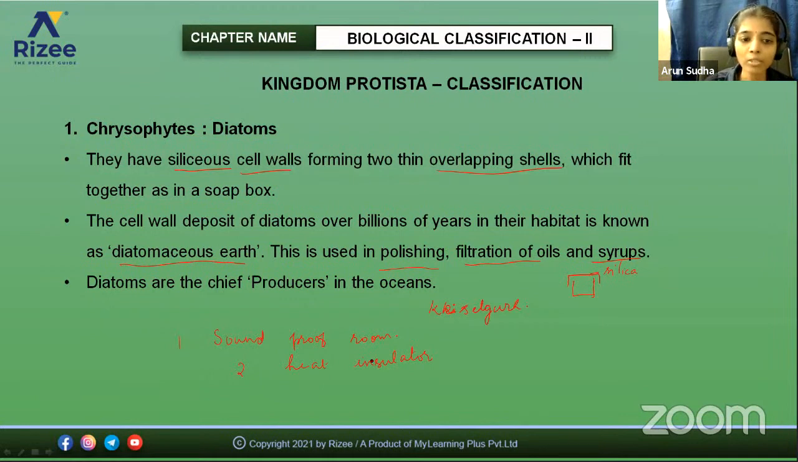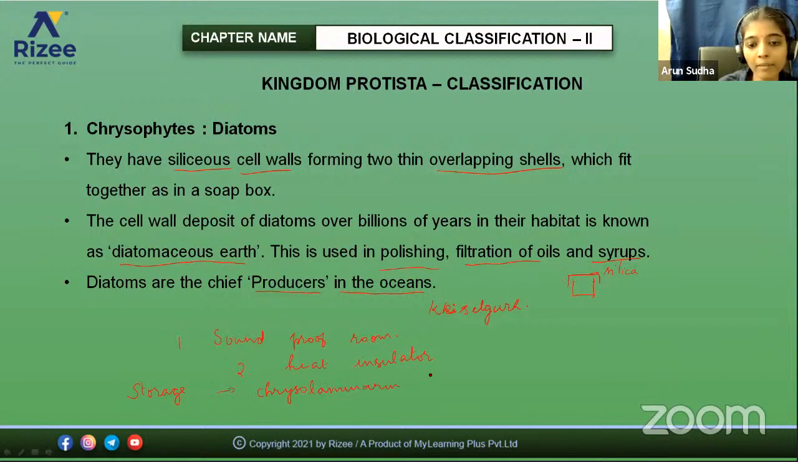Because of the presence of pigments, that is chlorophyll A and other pigments, they can photosynthesize and they are the chief producers in the ocean. They can prepare their own food. So diatoms are the chief producers in the oceans. These are the main properties of diatoms. And other than that, the main storage food is in the form of the substance called chrysolaminarin.